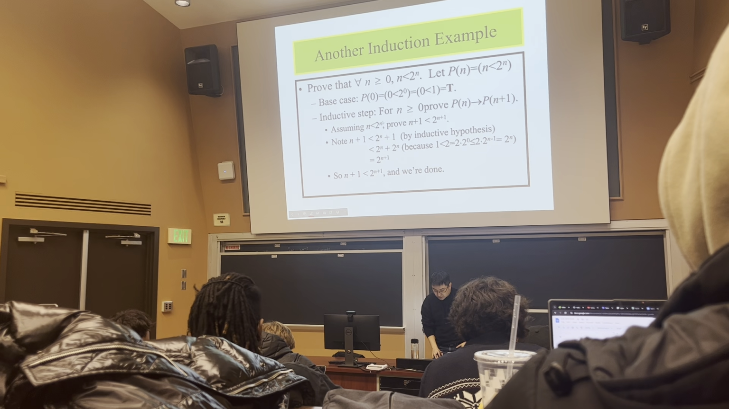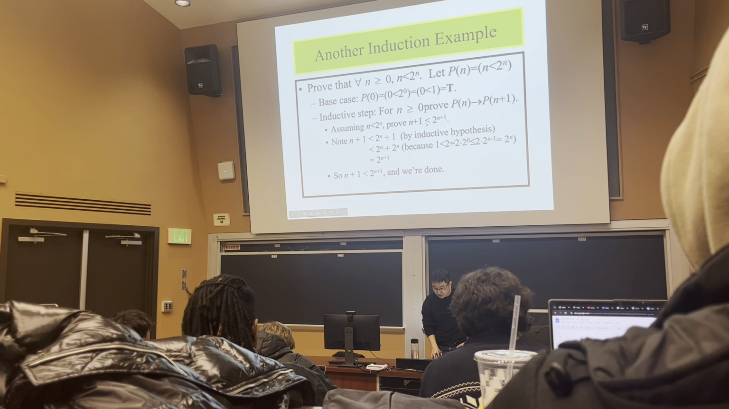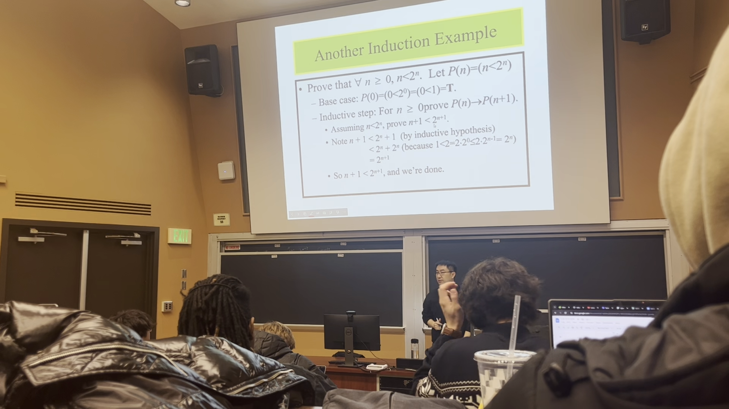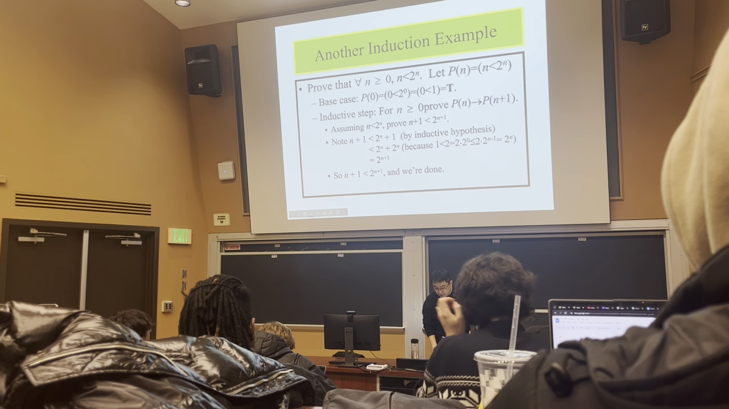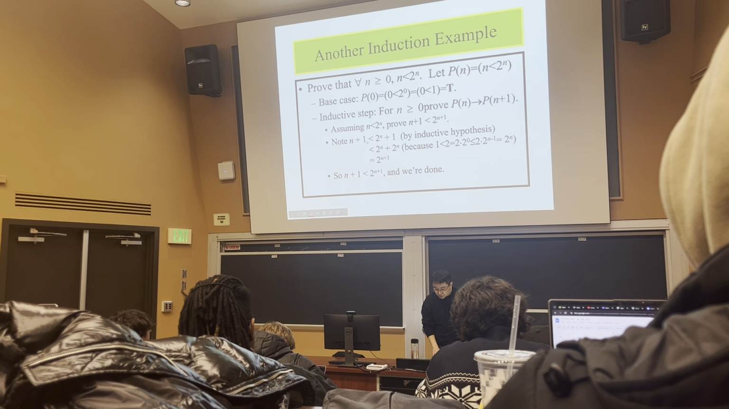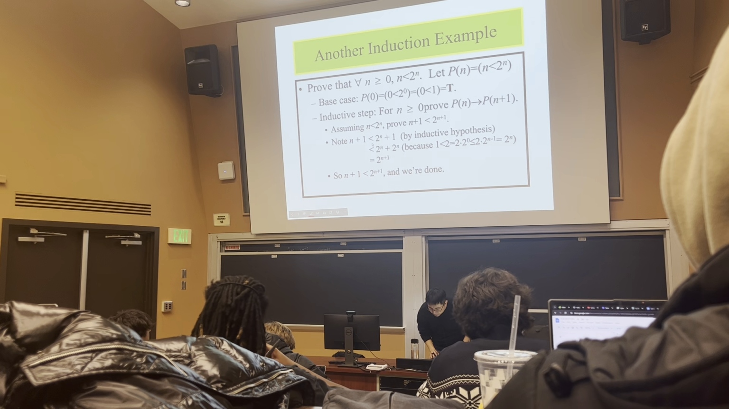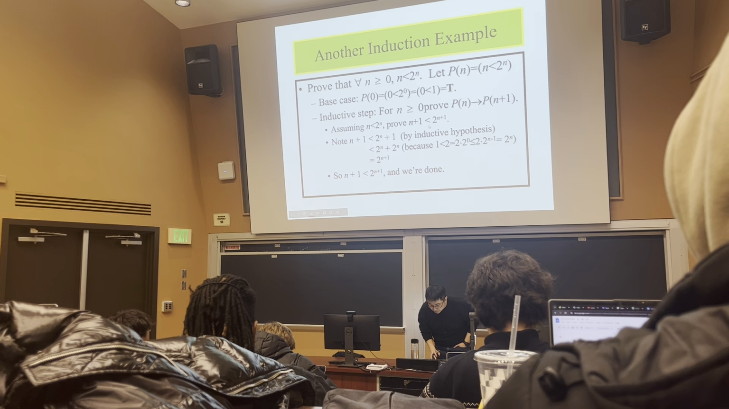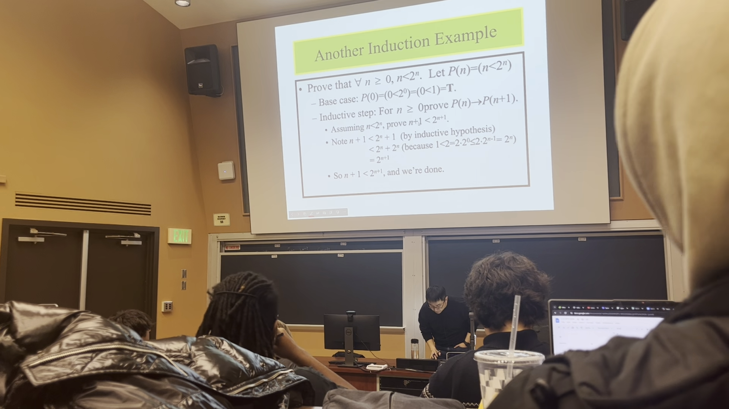So we assume n is smaller than 2 to the power n. We want to prove n plus 1 is smaller than 2 to the power n plus 1. The reasoning process is pretty straightforward. n plus 1 is smaller than this guy. So we want to prove n plus 1 is smaller than 2 to the power n plus 1.